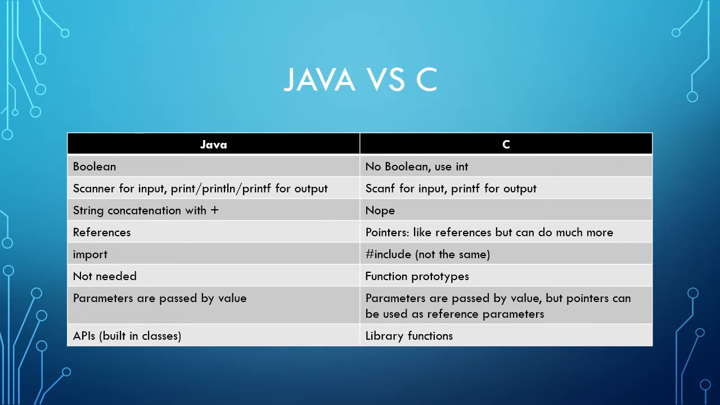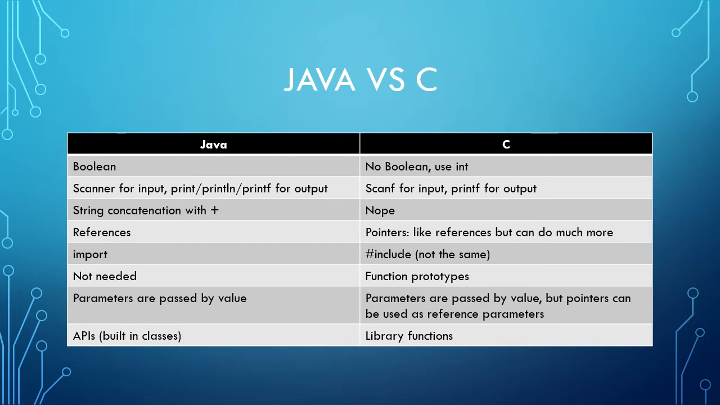In Java, we have references. In C, we have pointers. Pointers are like references, variables that contain the address of some other variable. But pointers in C can do a lot more than references in Java, so we'll be spending some time on that.